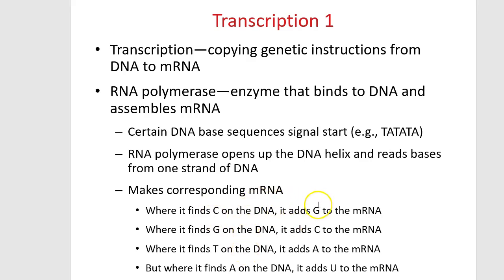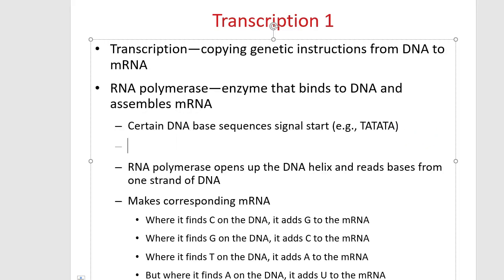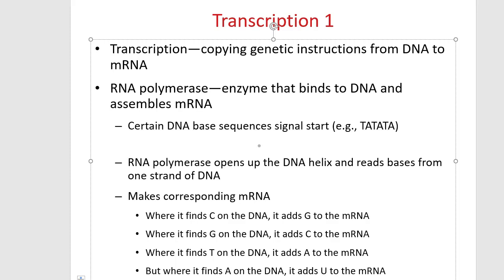This we already know. C goes to G, G goes to C, T goes to A. This is the key: when A is on the DNA strand and we're trying to convert it, A goes to U. So if we have, for example, TA, TA, TA, and we want to make a copy of mRNA, we're going to say T goes to A, A goes to U, T goes to A, A goes to U, T goes to A, and A goes to U. So if we were going to mRNA, that would be A, U, A, U, A, U.